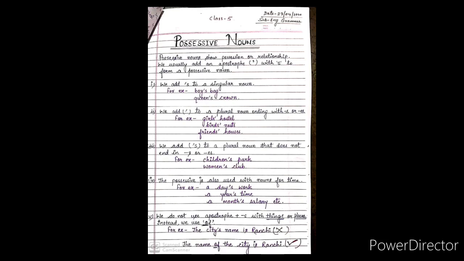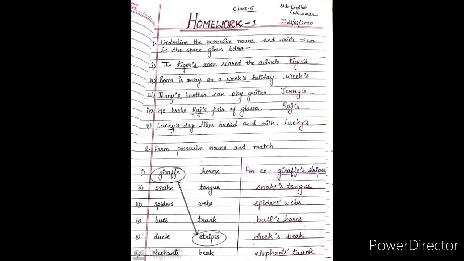Now there's one more thing. The possessive is also used with nouns for time. A day's week, a year's time, a month's salary. So we also use it with nouns for time.